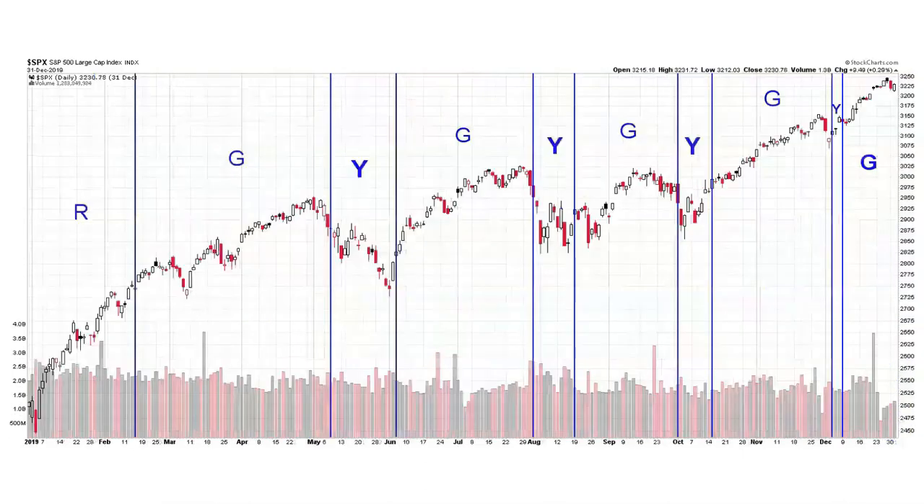And then moving on into 2019, we came into the year with a red signal, and then it went green, and you can see the progress that we make here. Yellow, correction, green, yellow, green, yellow, green.